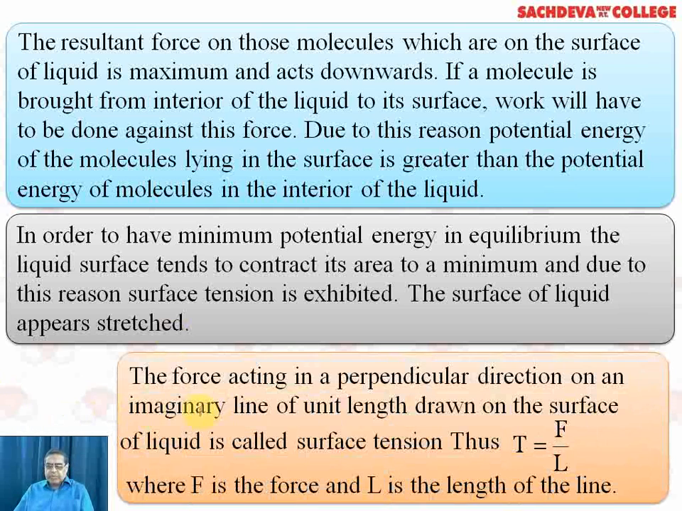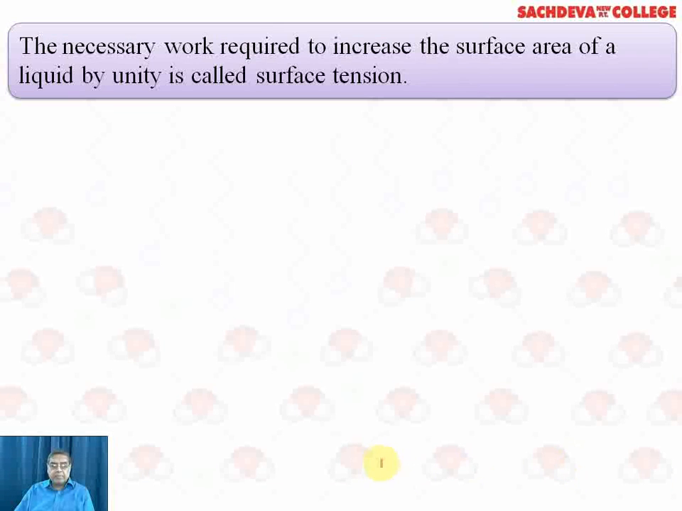The force acting in a perpendicular direction on an imaginary line of unit length drawn on the surface of a liquid is called the surface tension. So surface tension is mathematically defined as force per unit length. Force is in newtons, length will be in meters. Therefore, the formula of surface tension will be T equal to F over L, where F is the force and L is the length of the line. The work required to increase the surface area of the liquid by unity is also known as surface tension.